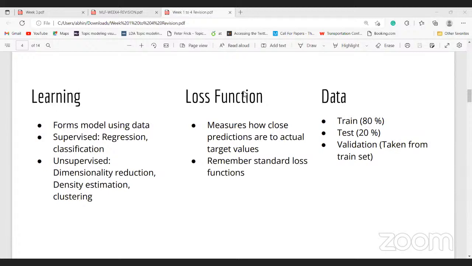Next thing is loss function. So what is a loss function? Whenever you are forming a model, the model gives some output. Now how close that particular prediction which the model gives is to the actual target values is measured by the loss function.